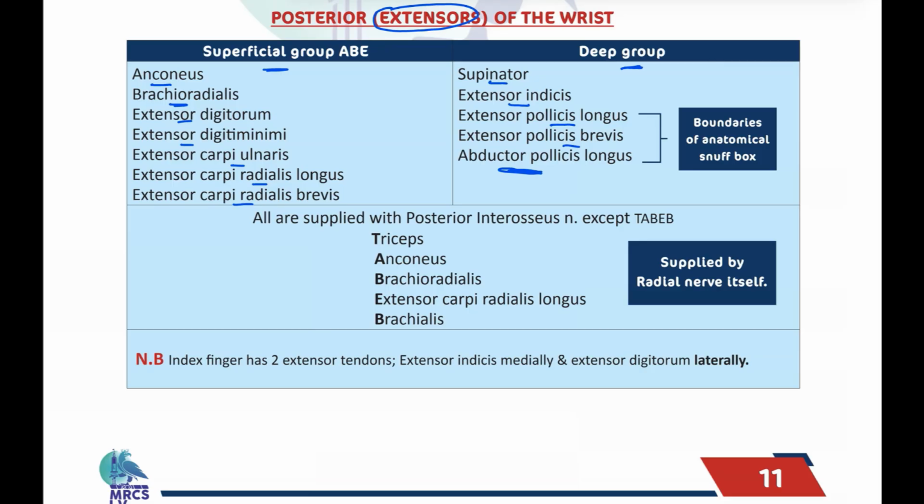Now, all of these muscles are supplied by the radial nerve. Now, out of these, the posterior interosseous nerve, which is the complete motor branch from the radial nerve, is going to supply which muscles? That is the triceps, anconeus, brachioradialis, extensor carpi radialis longus, and the brachialis.